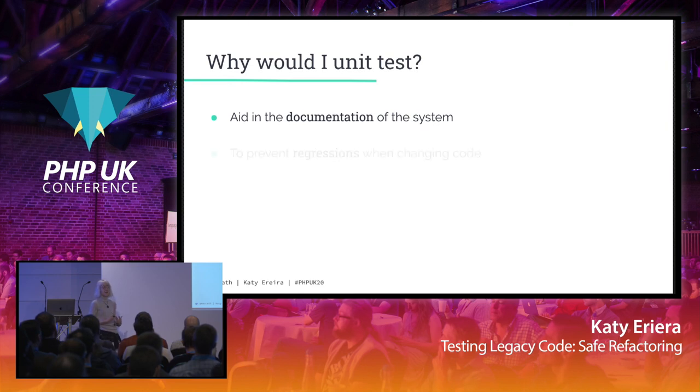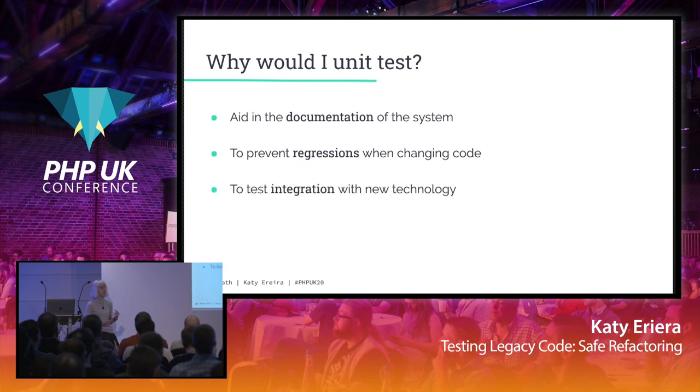I love unit testing because it helps you to document your system. You can look at the test and see what people intended to be happening in your application. It also helps you to prevent regressions. So if you change something in your code and it breaks something, your unit tests are hopefully going to alert you to that. You can also use unit tests to test integration with new technology, for example, if you're upgrading your application. And it also helps you validate your product requirements.